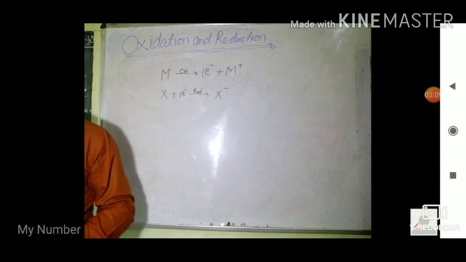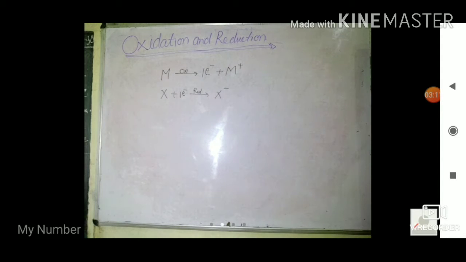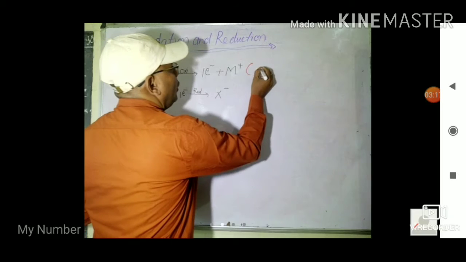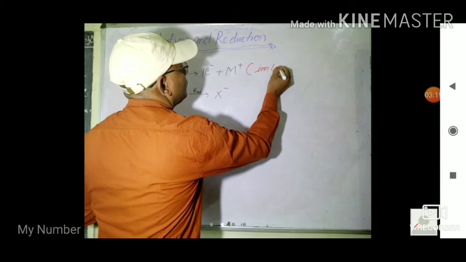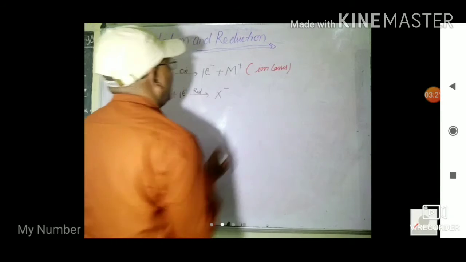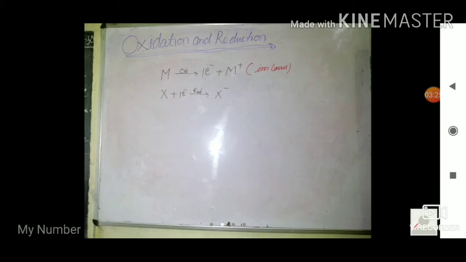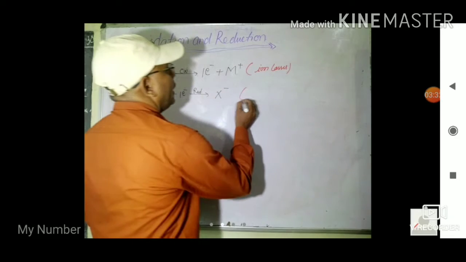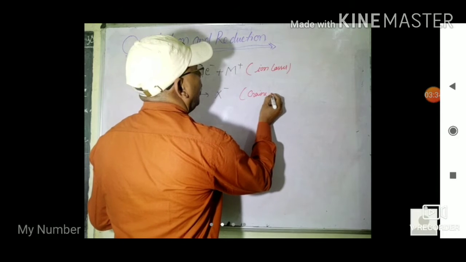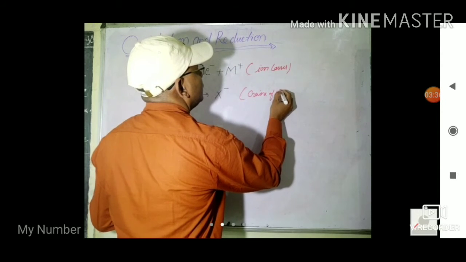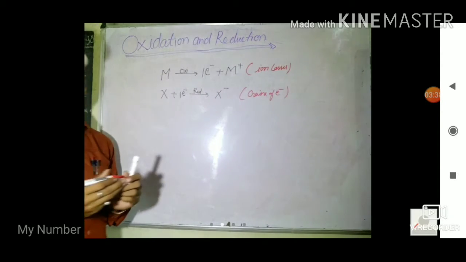According to the modern concept, oxidation is the process in which an atom or ion loses electrons, and gain of electrons is called reduction.